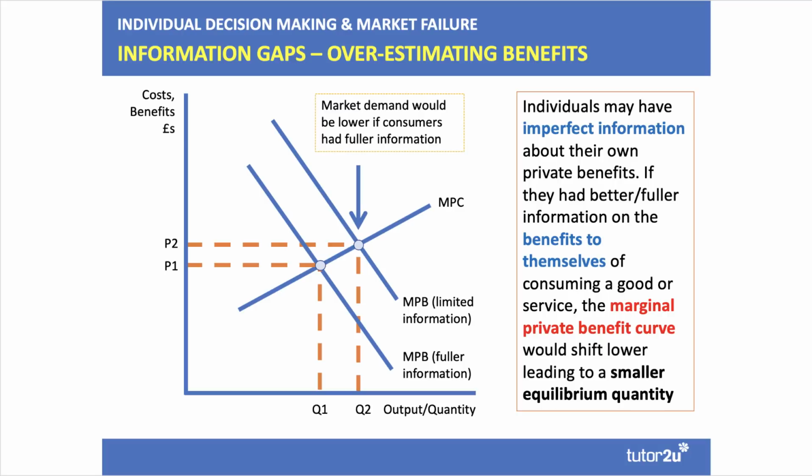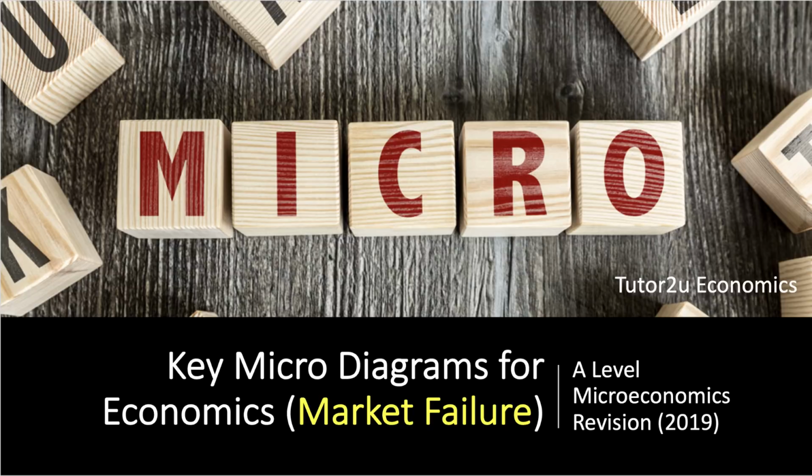Don't forget, with merit and demerit goods, it's a combination of externalities and information failure, and you cannot avoid making a value judgment about what a merit good or service actually is, and likewise with demerit goods. Hopefully that's been a useful, fairly quick journey through the externalities diagrams, and I'm sure you'll be using them to good effect in your exams.